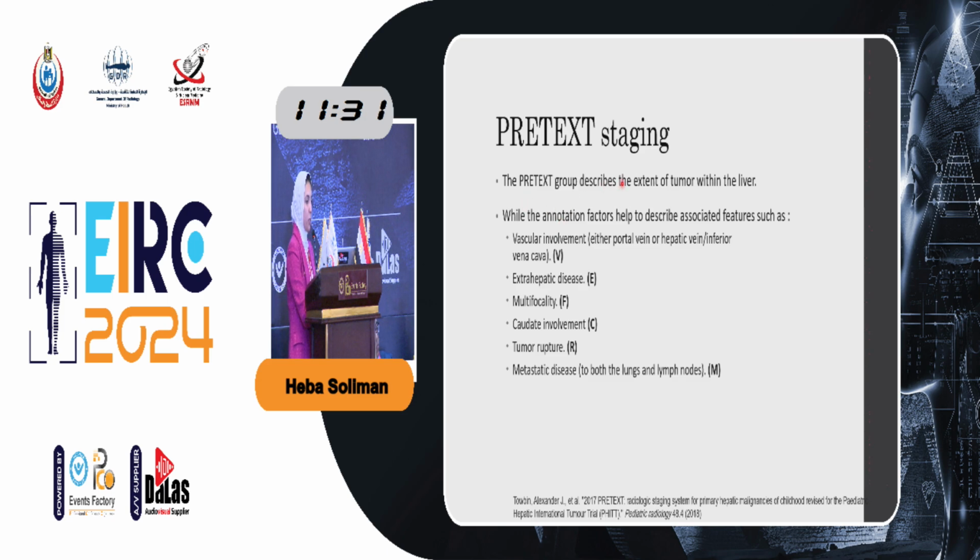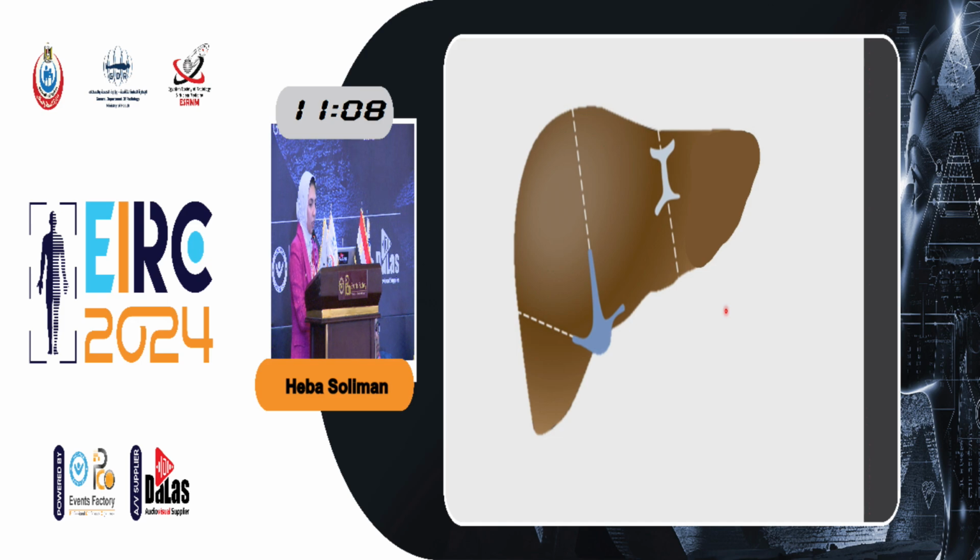The PRETEXT group describes the extent of the tumor within the liver. The annotation factors include the vascular involvement, whether portal vein, IVC, or hepatic veins, the presence of extrahepatic disease, multifocality, caudate involvement, tumor rupture, and the presence of metastasis, whether lung or lymph nodes.